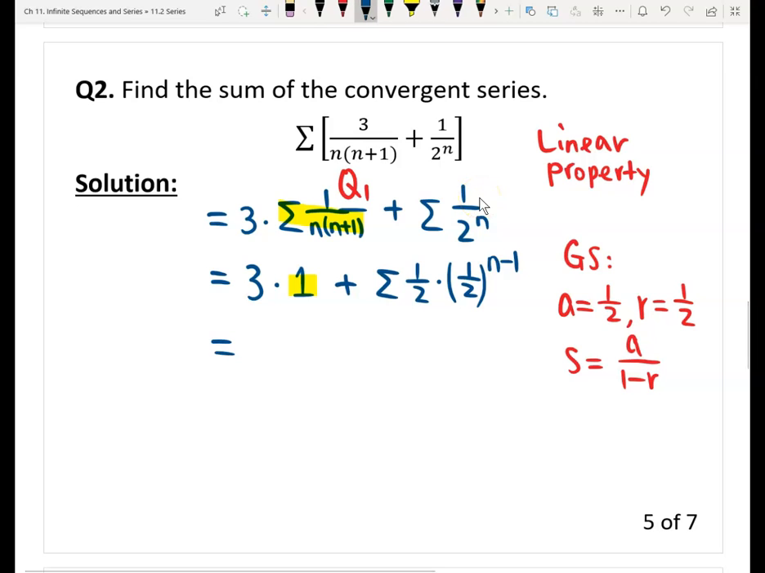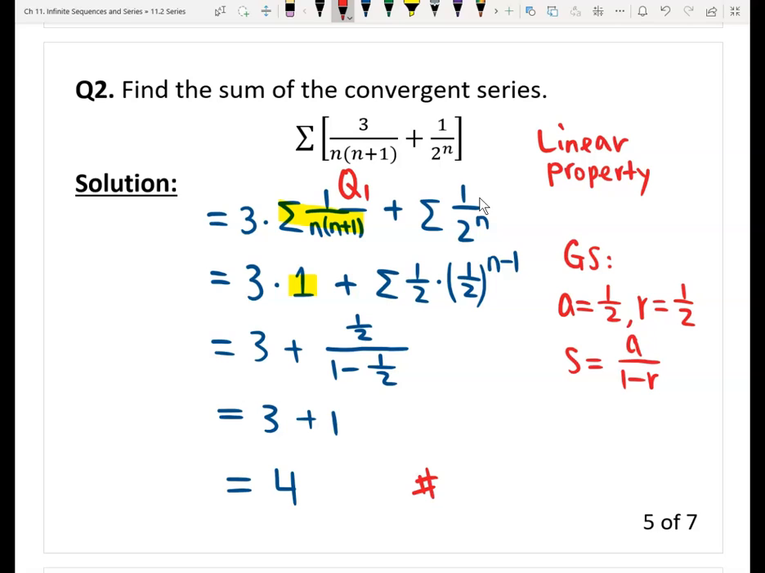So here the first is 3, right? The second, the formula, is a fraction. The top is 1/2, minus r is still 1/2. Okay, so good. Let me do one more step. 3 plus 1/2 over 1/2, which is 1, right? And then we get the answer is 4. This is the second question. Let's look at another question.